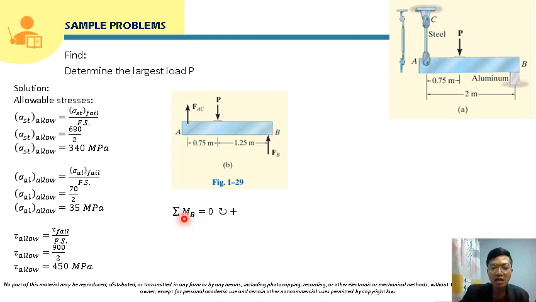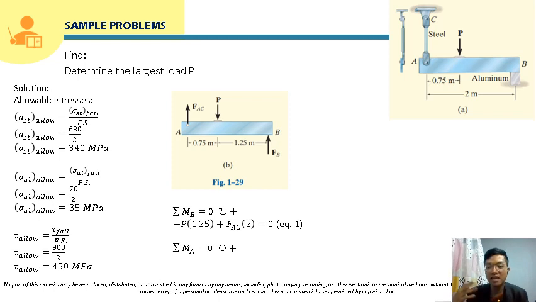So let's say summation of moment here at point B will be equal to 0, and our assumption here is positive for clockwise rotation. So this will be negative P times 1.25 plus FAC times 2, which is 0.75 plus 1.25. So this will be equal to 0. This will now be the first equation.